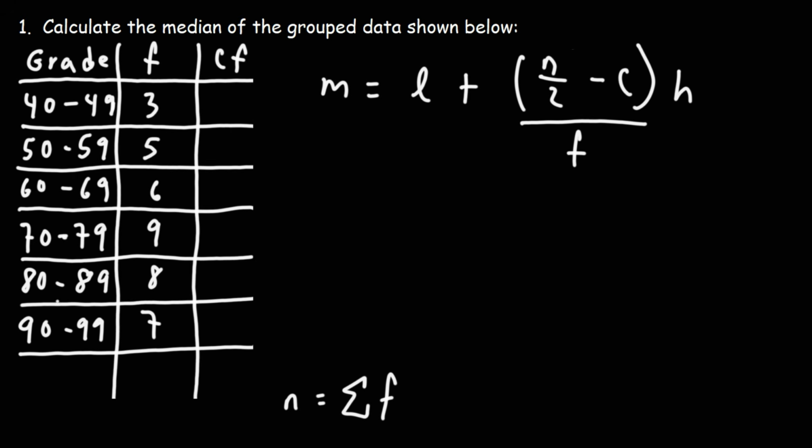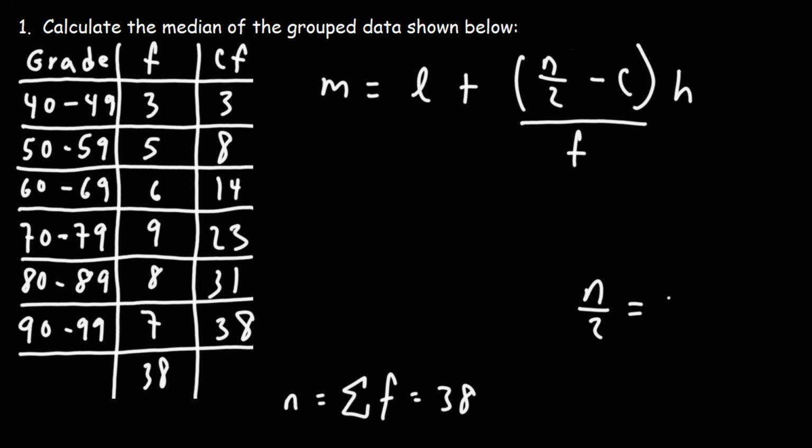So here we have 3. If we add 3 and 5, we get a total of 8. 6 and 8, if we add them, that's 14. 14 plus 9 is 23. 23 plus 8 is 31. 31 plus 7 is 38. So we could put a 38 here. So that's the value of n. Now, if we take n over 2, we get 19.